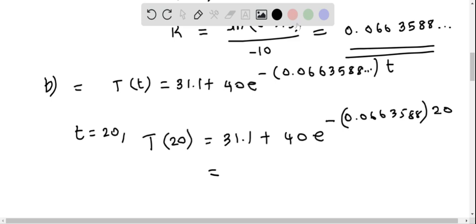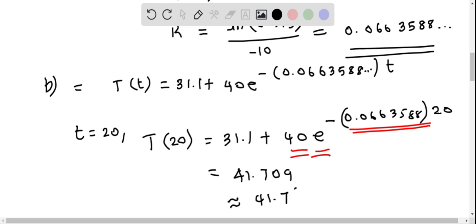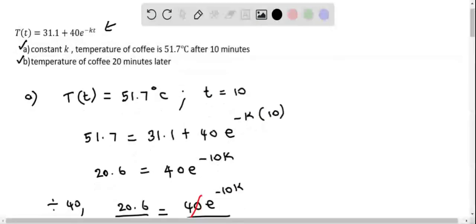We can simplify this. First, we multiply these two quantities, store it in the calculator's memory, and then exponentiate using the e function in the calculator and multiply with 40. So you get a result, add 31.1 to that result, and when we do that, we get 41.709. So this is approximately 41.7 degrees centigrade. This is the temperature of the coffee after 20 minutes.